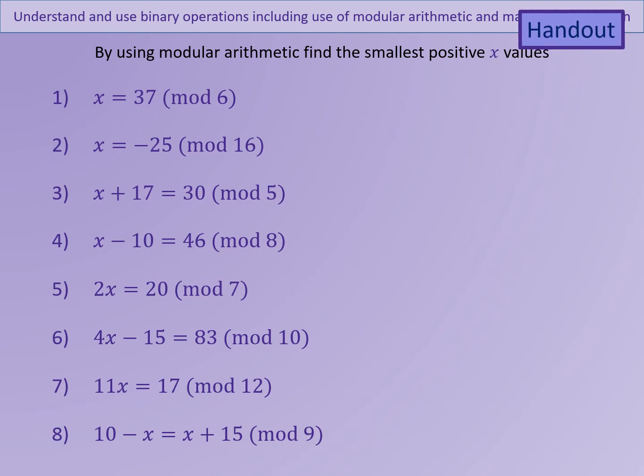So here are the answers to each of the 8 questions. For question 1, question 2, question 3, question 4, question 5, question 6, question 7, and question 8. So you'll notice that in each case, if we're working mod n, the answer is always between 0 and n minus 1.